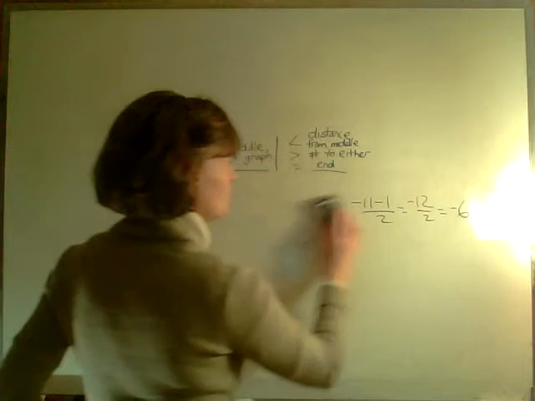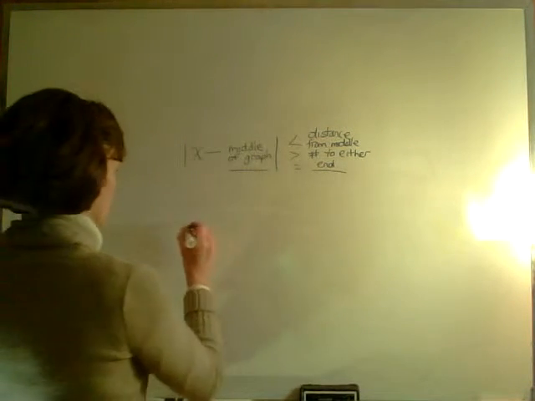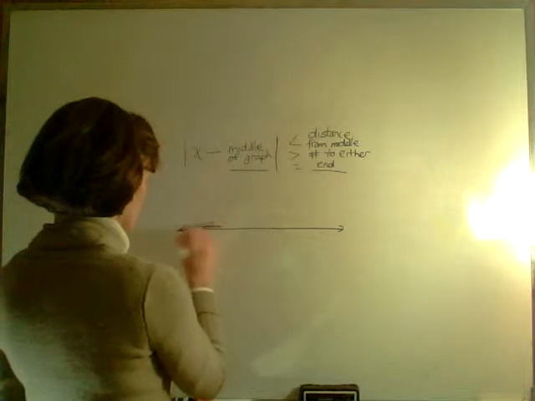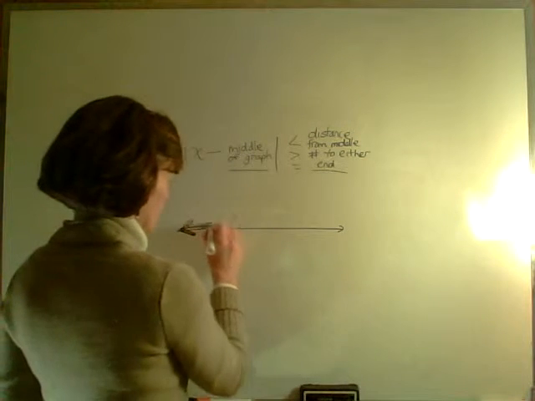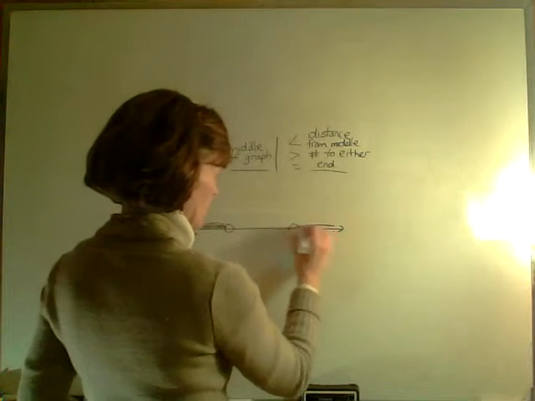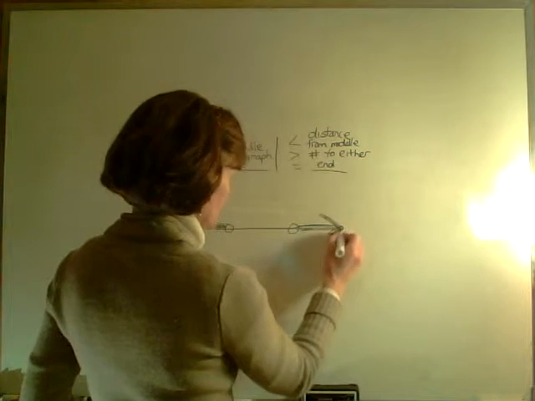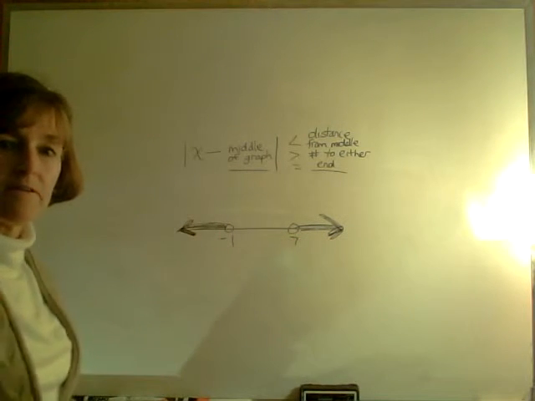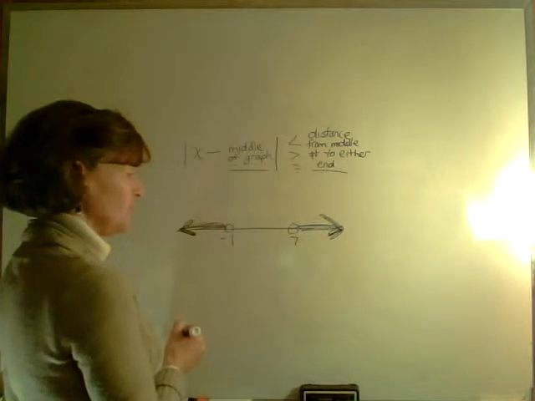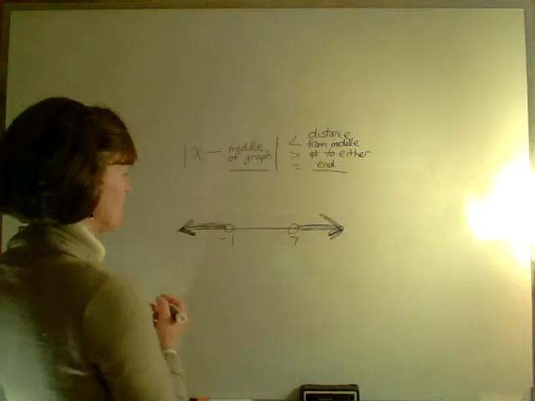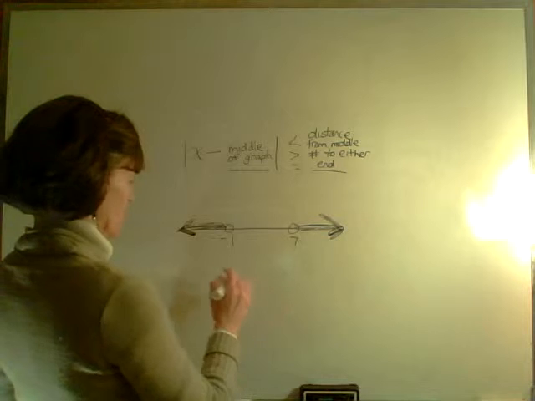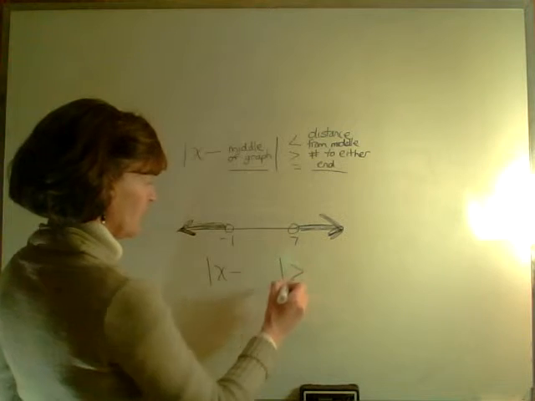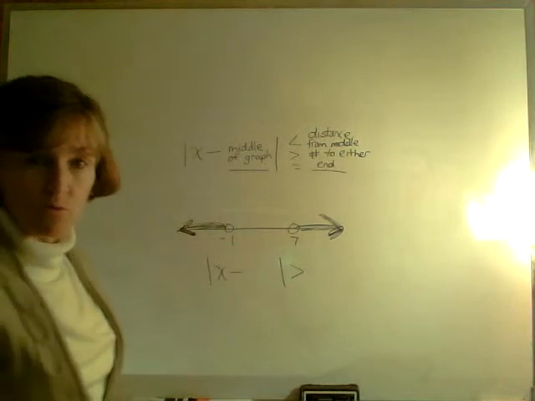Let's do one more. Now I'll leave my explanation up here. Let's suppose that we are doing an absolute value inequality for this graph, and we'll say that these numbers right here are negative 1 and 7. Now, I want to write the absolute value expression for this graph. Well, this is an OR graph. So I've got x minus, and OR is a greater than. Now, I don't need an equal sign with that because those are open circles.